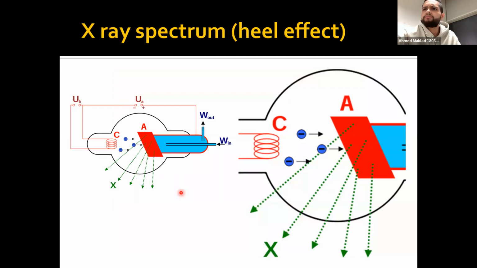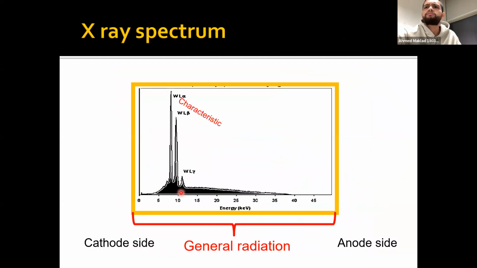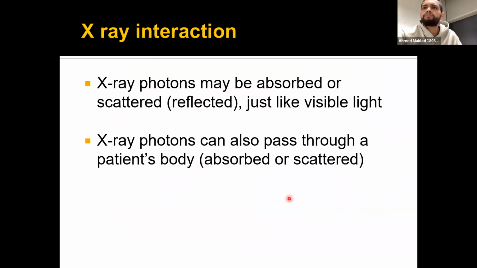Again, this just shows you that this is the characteristic radiation and this is the general radiation. Nothing more. Okay, so as I said, the X-rays are either absorbed or scattered, or they can just penetrate the body.